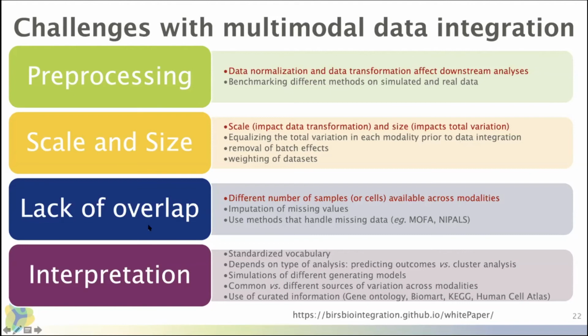A lack of overlap is also a big issue that we see because oftentimes when you have a set of samples, you may not be able to quantify well the various modalities. So there's often a different number of samples that end up occurring across your different modalities, or a different number of features. So you are limited to what's in common, or you can also impute missing values, but then you're assuming that there is some sort of correlation structure that exists that you can leverage.